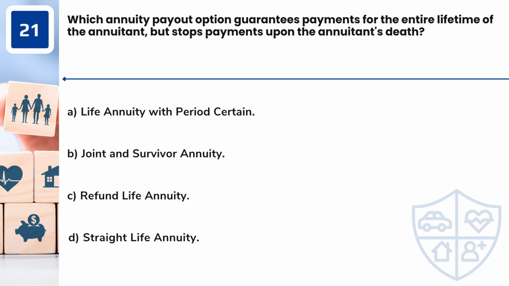Question 21. Which annuity payout option guarantees payments for the entire lifetime of the annuitant, but stops payments upon the annuitant's death? A. Life annuity with period certain. B. Joint and survivor annuity. C. Refund life annuity. D. Straight life annuity.